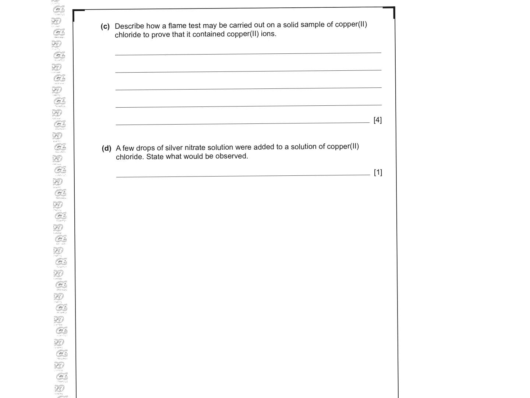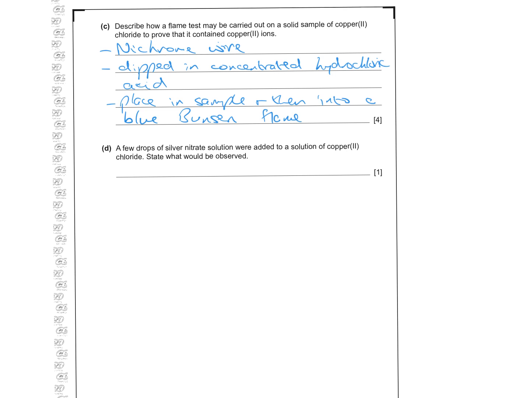Okay, part C. Describe how a flame test is carried out to prove that it contains copper 2 ions. Okay, I'm going to use a nichrome wire, which is dipped in concentrated hydrochloric acid. That's going to be placed into the sample and then into a blue Bunsen flame. And if it contains copper 2 ions, the flame will be a blue-green colour. And both those colours are required.